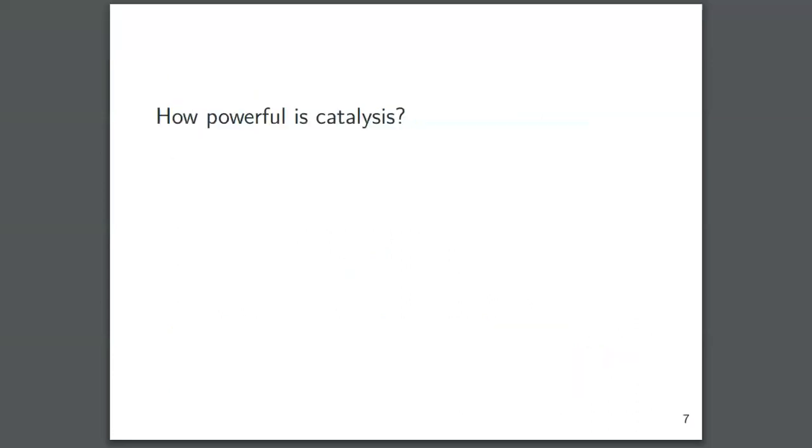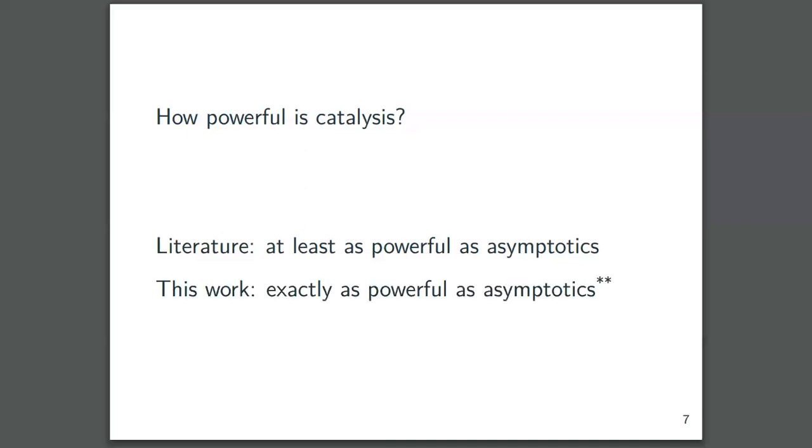So let's come to our question. How powerful is catalysis? The literature says it is at least as powerful as asymptotics, because you can do this one-state construction, right? In some settings, we know that it is exactly as powerful, for example pure bipartite states, but in general, we don't know. There are other resource theories where it is exactly equal for all states. I think for purity this is equal, and some other cases. But for entanglement, it seems trickier to show. What we show in this work is that it is exactly as powerful as asymptotics with two asterisks. So let's talk about the first asterisk.